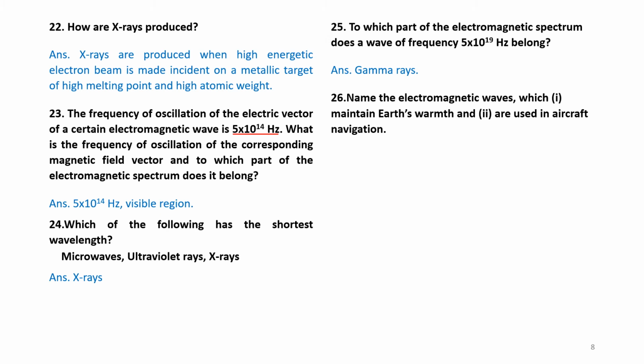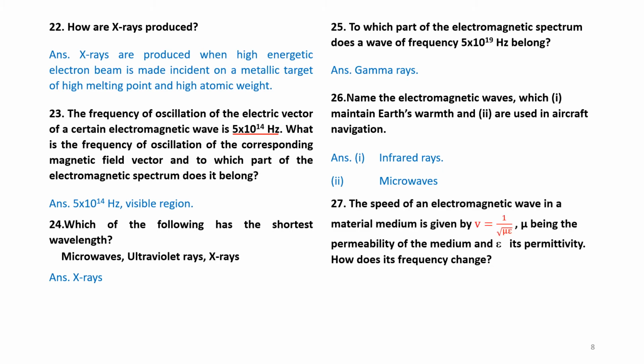Question number 26. Name the electromagnetic waves which, part 1, maintain Earth's warmth and, part 2, are used in aircraft navigation. Infrared rays keep the earth warm. Microwaves are used in aircraft navigation and communications.